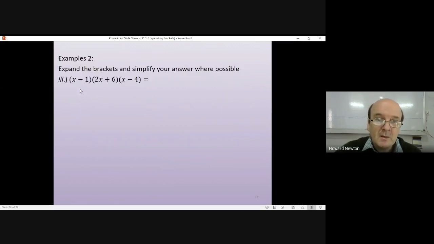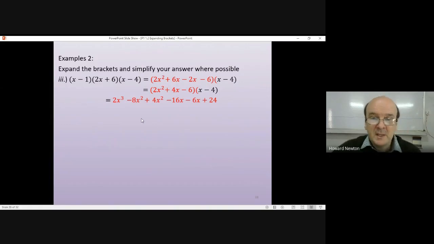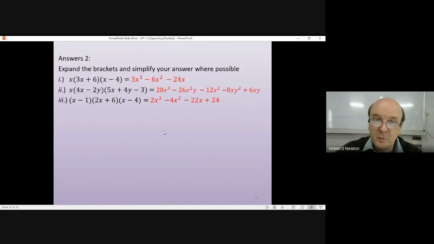The third question, first bracket times by the second bracket. That gives you 2x squared plus 6x minus 2x minus 6. These x's can be combined together to give you plus 4x. Then we need to multiply by the last bracket. Again, it's 3 items times 2, so there'll be 6 items in total. This time there's quite a lot that can be tidied up. So we've got a pair of x squared terms that can be joined together, a pair of x terms that can be joined together. When you do that, you get 2x cubed minus 4x squared minus 20x plus 24. Those are the 3 answers.